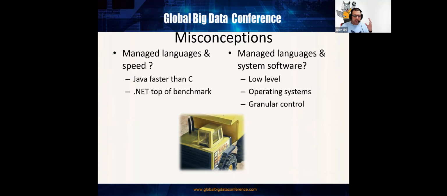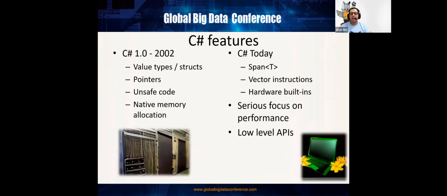So let's look at what I need to build system software from my platform. And this is where we started. In 2002, that's 20 years ago, as scary as that sounds, we had value types and stacks, unsafe code, pointers, and native memory allocations. And I actually built a database just using those features.